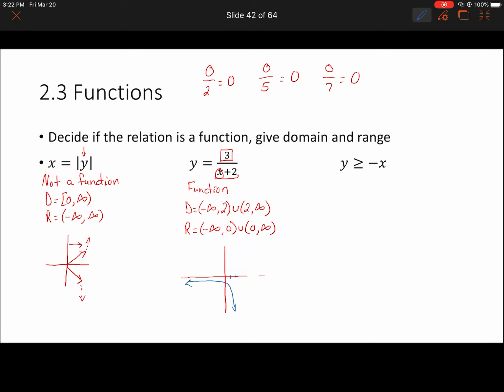Alright, so our graph looks like this, where there's a vertical asymptote at positive 2. And again, this is just a sketch. Basically, a vertical asymptote is an imaginary line that does not have a point on the graph.